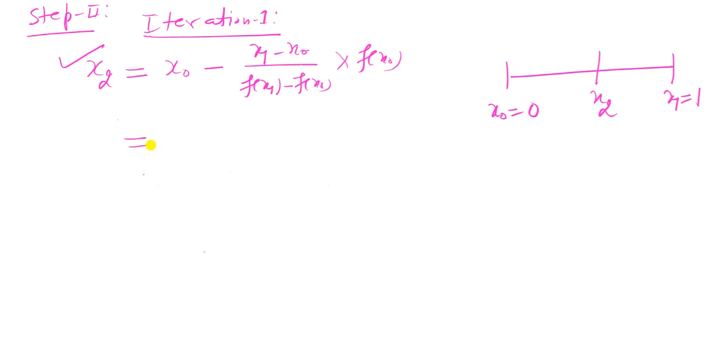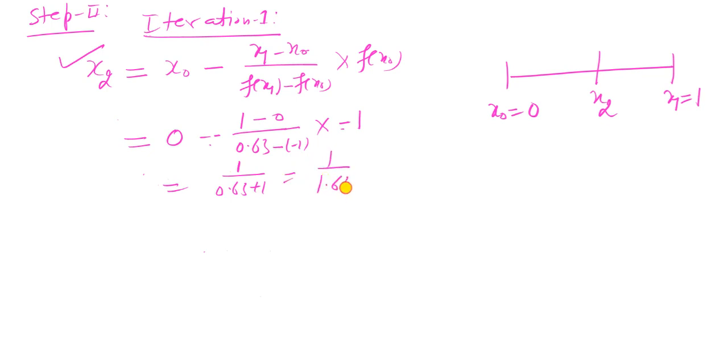x0. As we know, x0 is 0, x1 is 1, so 1 minus 0 upon the functional value at x is equal to 1, that is f of x1, which is 0.63, minus f of x0, which is minus 1. Multiplying by f of x0, which is minus 1, the minus becomes plus, so 1 upon 0.63 plus 1, that is 1 upon 1.63. Simplifying this with the help of the calculator, we obtain 0.61. This is the value of x2. So x2 is equal to 0.61.